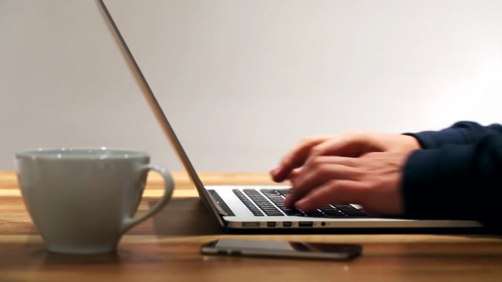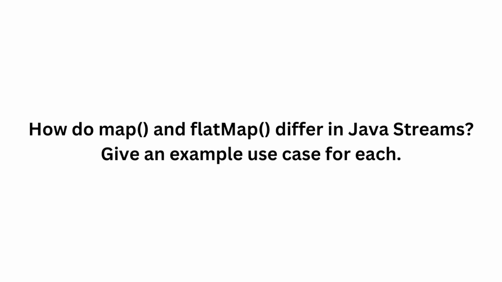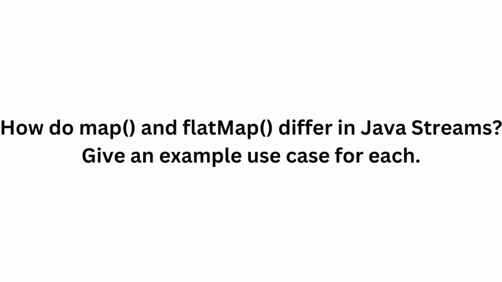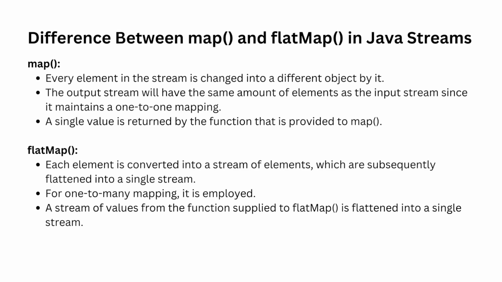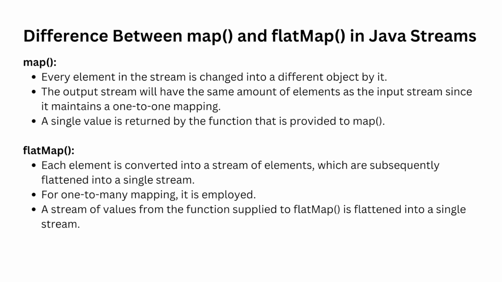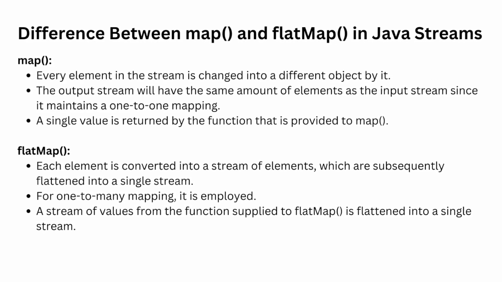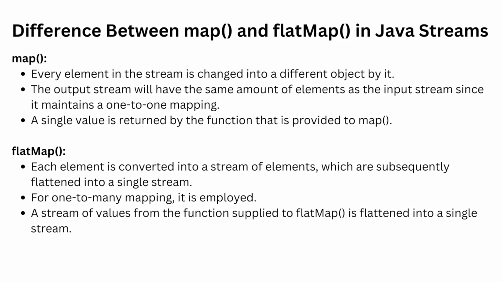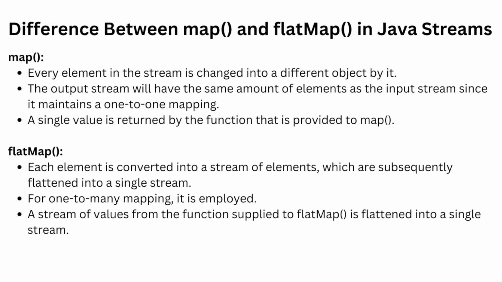So now let's talk about streams and function interfaces. The very first question is, how do map and flat map differ in Java streams? Give an example use case for each. The map method transforms each element of a stream or collection by applying a provided function. This is a one-to-one mapping between input and output elements. Here the transformation happens individually and it always returns a single stream of transformation.